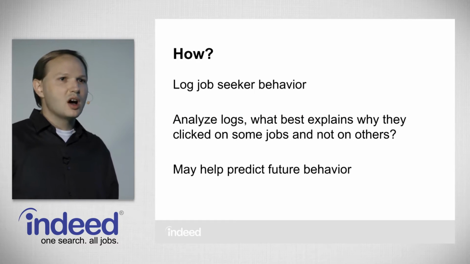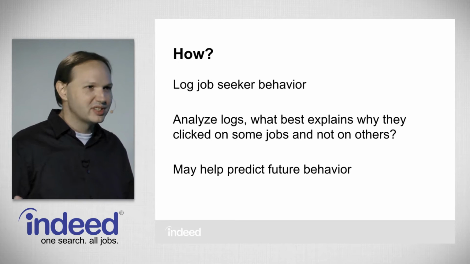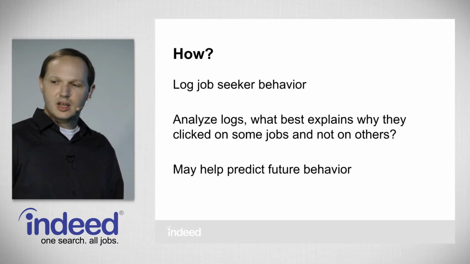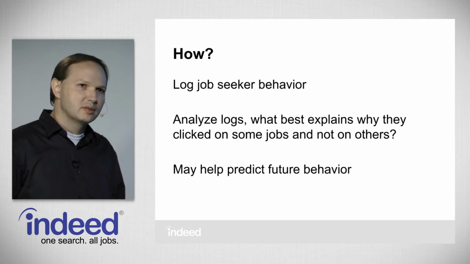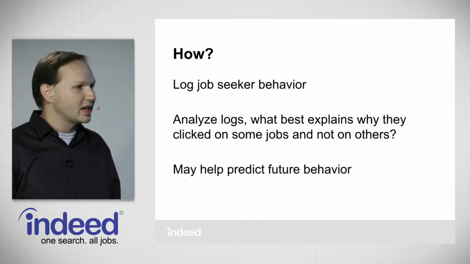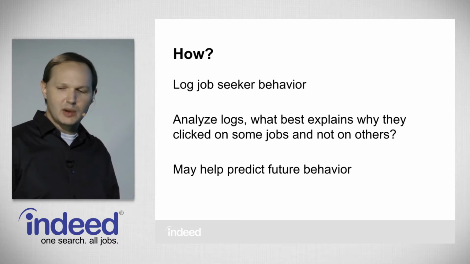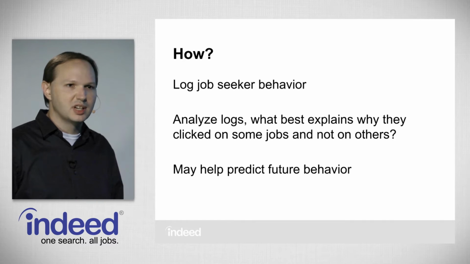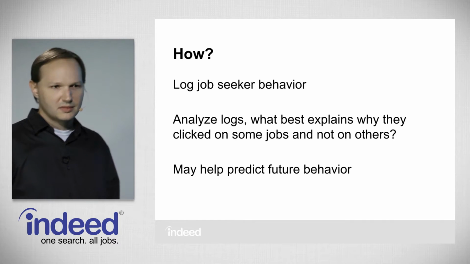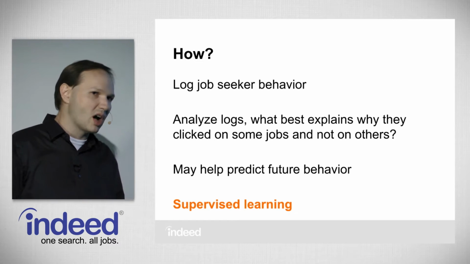So to do that, we're going to log all of the jobs that we show our job seekers. We're going to log everything that we can about that job seeker, what query they did, all the typical stuff that you do on the web. We analyze those logs, and we look for patterns for what best explains which of these jobs they clicked on, what are the patterns for the jobs they didn't click on, and we want to leverage that information to predict for future job searches and future jobs that come to our site, what's the probability they're going to be clicked on by these users?